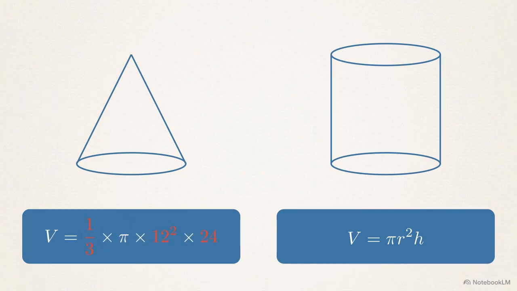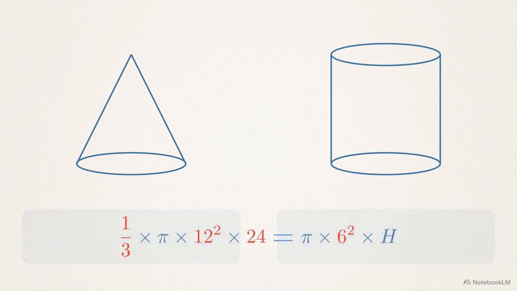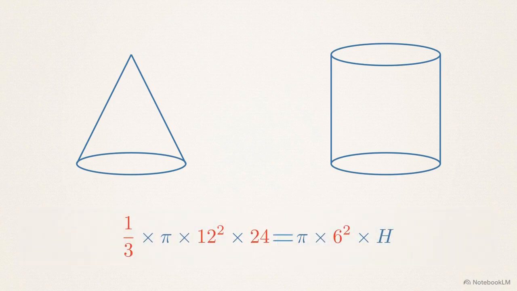On the left, radius 12 and height 24 for the cone. On the right, radius 6 for the cylinder. Now we set them equal to each other. 1/3 π times 12 squared times 24 equals π times 6 squared times capital H.